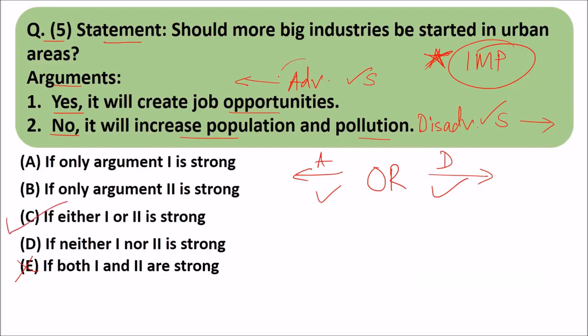Always remember, whenever you get advantage or disadvantage, always choose either 1 or 2. If both of them are strong, then choose either 1 or 2 is strong. Okay. Now, if there are two statements, they both are trying to achieve the same goal and both are strong, then only you will choose the fifth option. Okay, that is both 1 and 2 are strong. But right now the answer is C, if either 1 or 2 is strong.